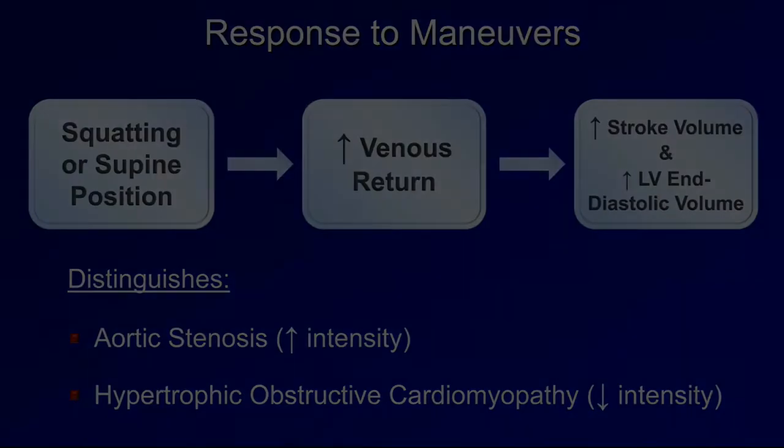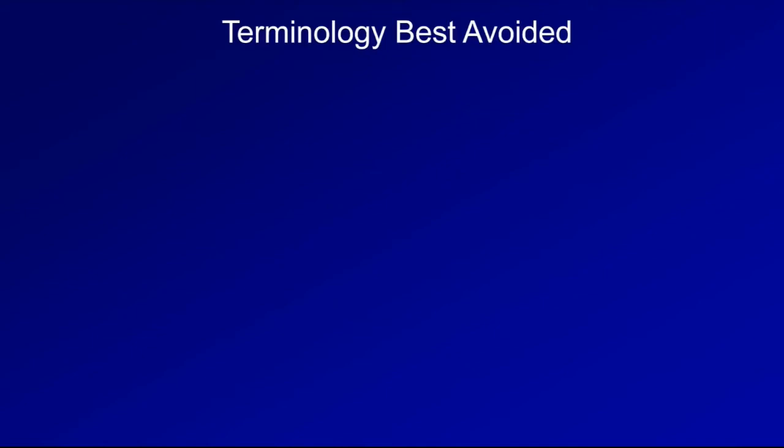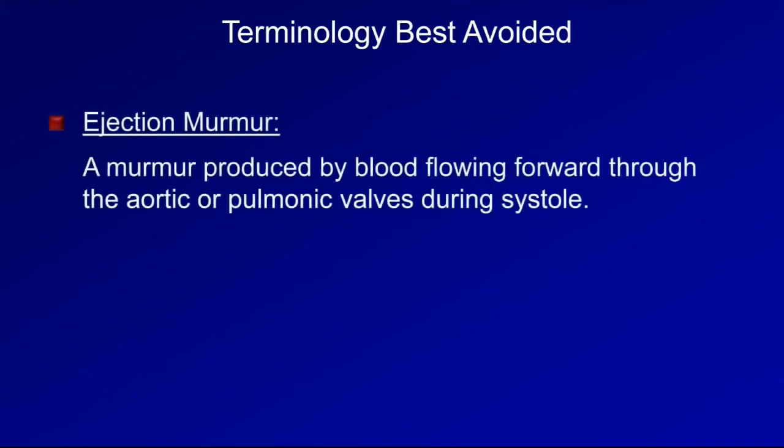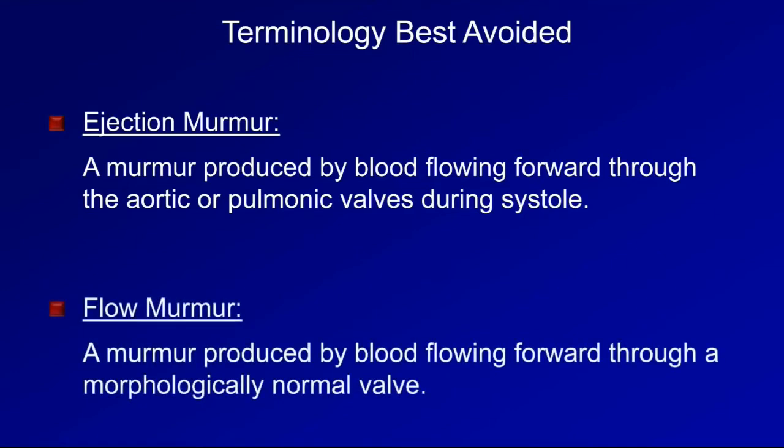I'd like to spend just a minute mentioning 2 terms that I think are best avoided. First is the term ejection murmur. Technically, this refers specifically to a murmur produced by blood flowing forward through the aortic or pulmonic valves during systole. Second is the term flow murmur. This refers specifically to a murmur produced by blood flowing forward through a morphologically normal valve.